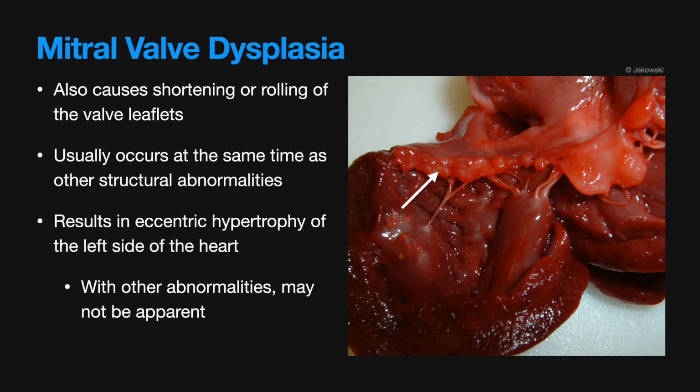Mitral valve dysplasia usually occurs alongside other structural abnormalities within the heart. The shortened or rolled valve leaflets result in eccentric hypertrophy of the left side of the heart. However, depending on what other abnormalities are present, this eccentric hypertrophy may not be super obvious.